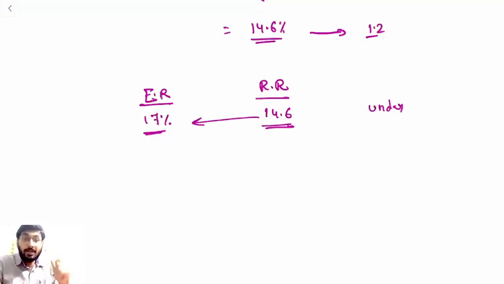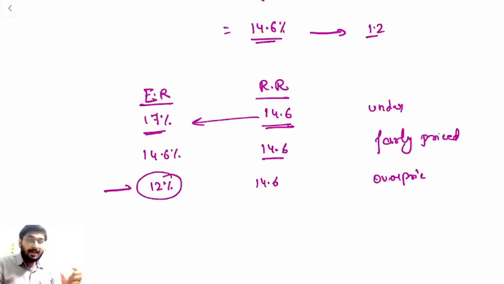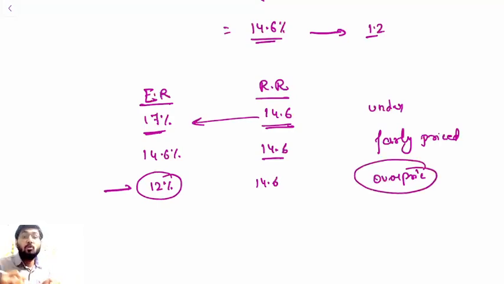Now, it's not fairly priced. If 14.6 is the expected return and 14.6 is the required return, then it's fairly priced. Suppose it is 12%. Expected return is 12%, but I want 14.6. It is overvalued, overpriced. Why? Because its expected return is lower. Price is higher, that's why its expected return is lower, and that's why this is overpriced.